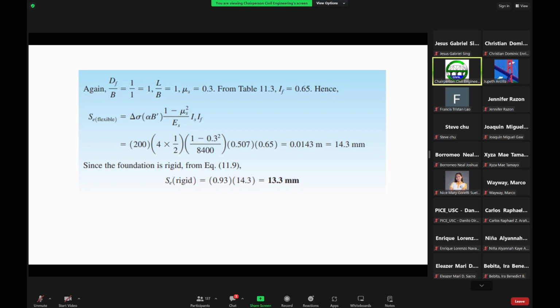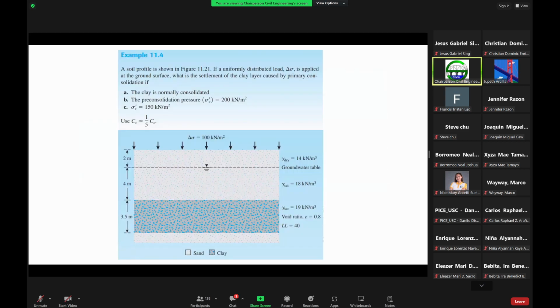But again, this is just elastic settlement. The settlement criteria is based on total settlement, which is also the sum of the consolidation settlement. Now, to have an example of consolidation settlement, we have here an example.